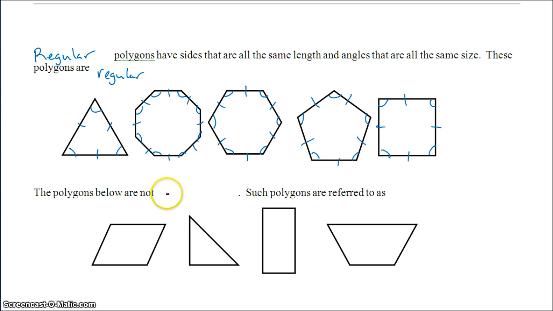Now the polygons below are not regular. The name for polygons that are not regular is irregular. Now be careful. A polygon such as this rectangle has angles that are the same. But since our sides are not congruent, this shape is not regular. Be careful. A lot of students see a pentagon shaped like this where all the sides are the same, and they think that this is a regular pentagon. But if you look, the angles are not congruent to each other, so this shape is irregular.